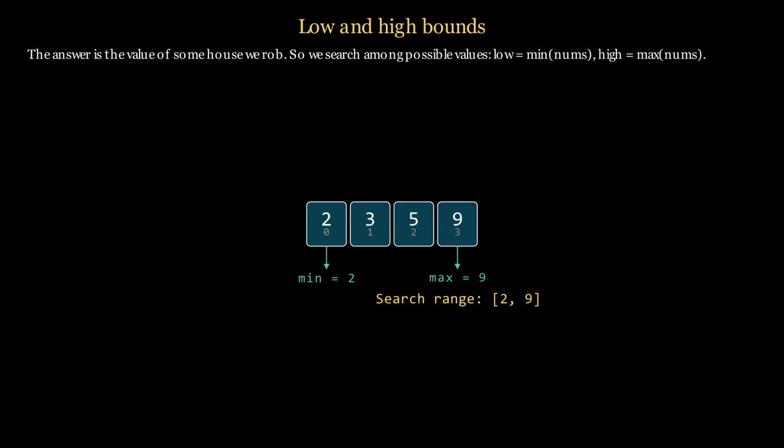How do we find low and high? The answer is the minimum capability, so it's the maximum value among the houses we pick in some valid robbery. That maximum is always one of the house values. So we only need to search among values that appear in the array. The simplest range is low equals min of nums and high equals max of nums. Here min is 2 and max is 9, so we search in the range 2 to 9.